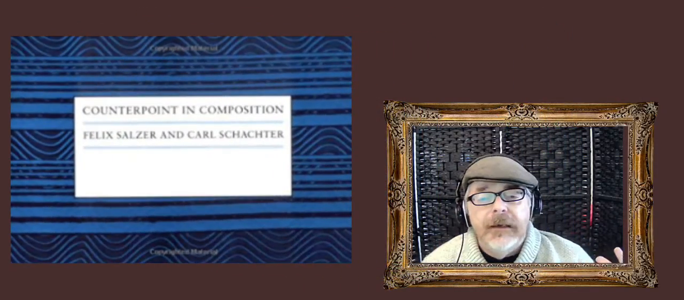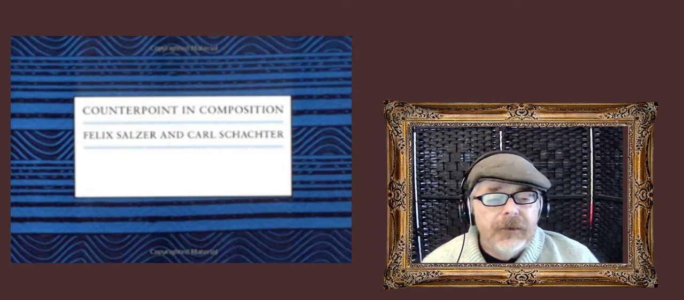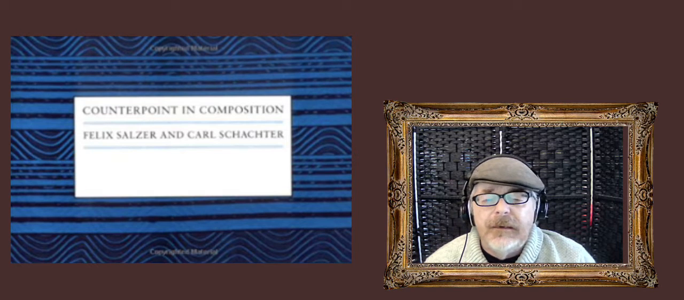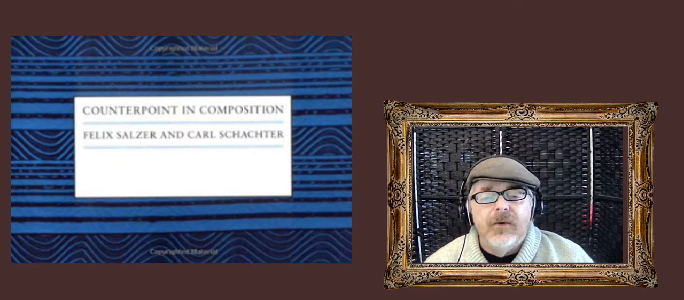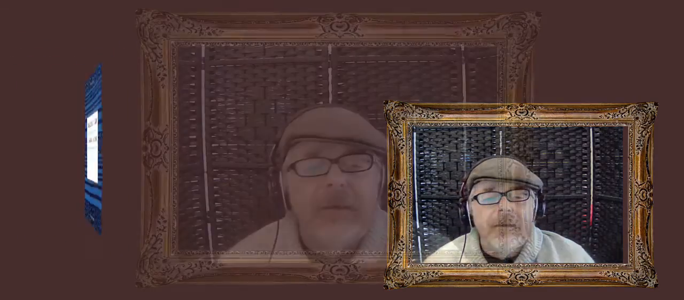So there you are, a Cantus Firmus that I wrote using some basic rules that I found in a book called Counterpoint in Composition by Salzer and Schachter. And there's some rules that you follow to write a good Cantus Firmus. That's all in my course. So anyway, I will start with something like this.